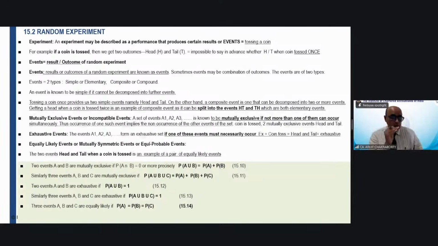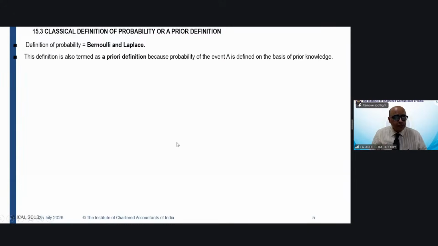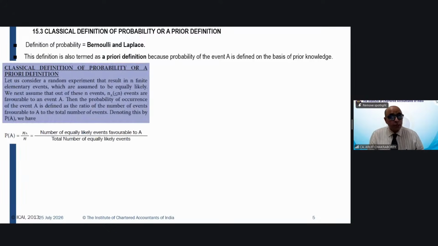Right, I hope you're able to understand and slowly you are able to grasp the principles of probability. Now we move on to the next slide and we look at the classical definition of probability, and then we will see the modern, the current definition as we call it. The well-known scientist and mathematician Bernoulli and Laplace, two of the most celebrated mathematicians, physicists, and statisticians, had given the definition of probability, and the classical definition of probability is also known as a priori.